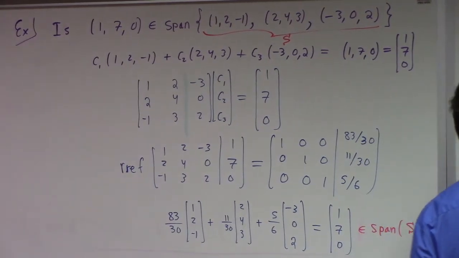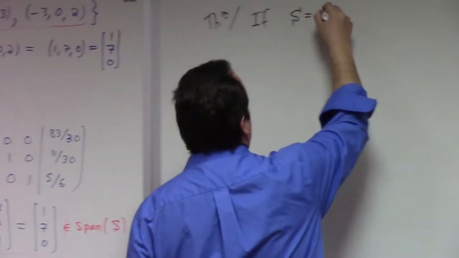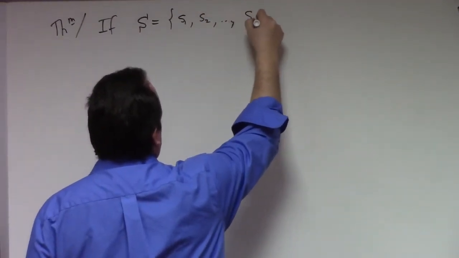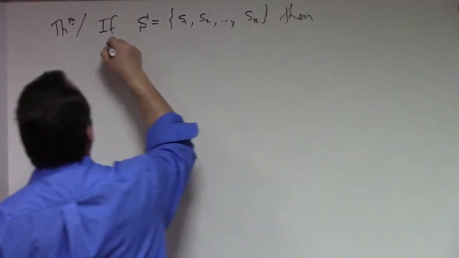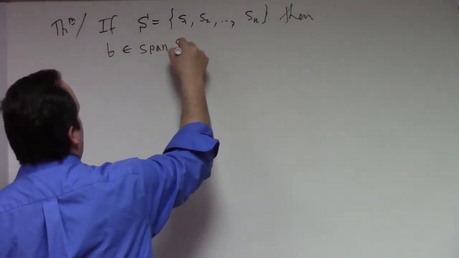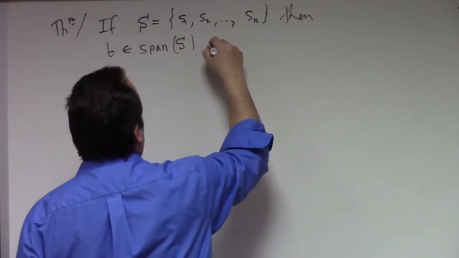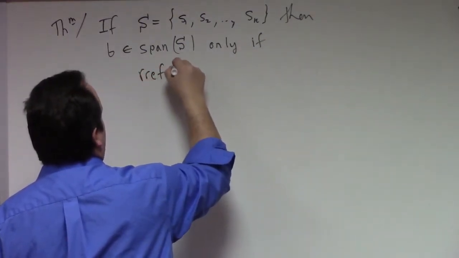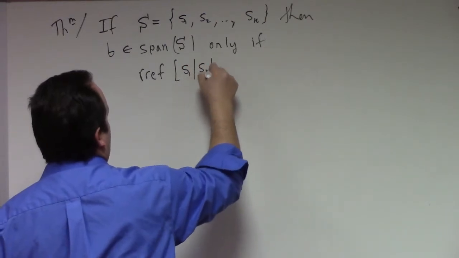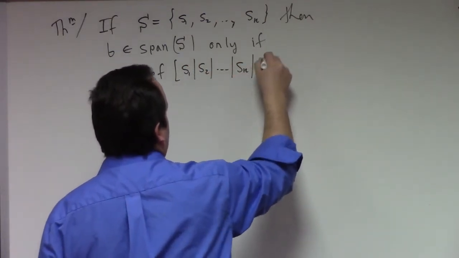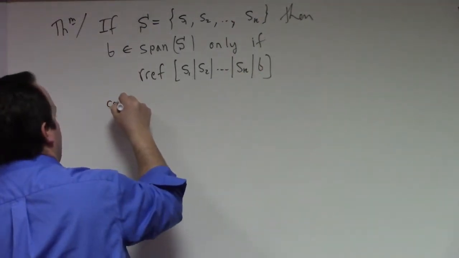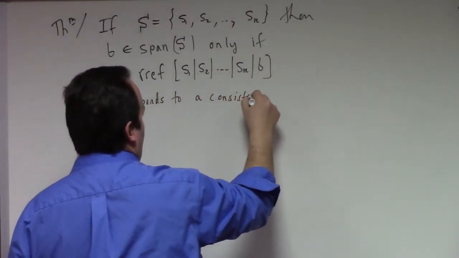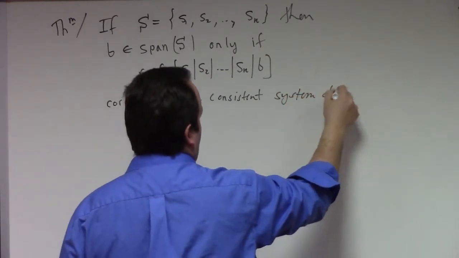If S is, and I need S to actually be finite for this to make sense, so suppose S is equal to {S1, S2, and so forth}, you've got K of these vectors. Then B is an element of the span of S only if the reduced row echelon form of the matrix [S1, S2, ..., Sk | B] corresponds to a consistent system of equations.